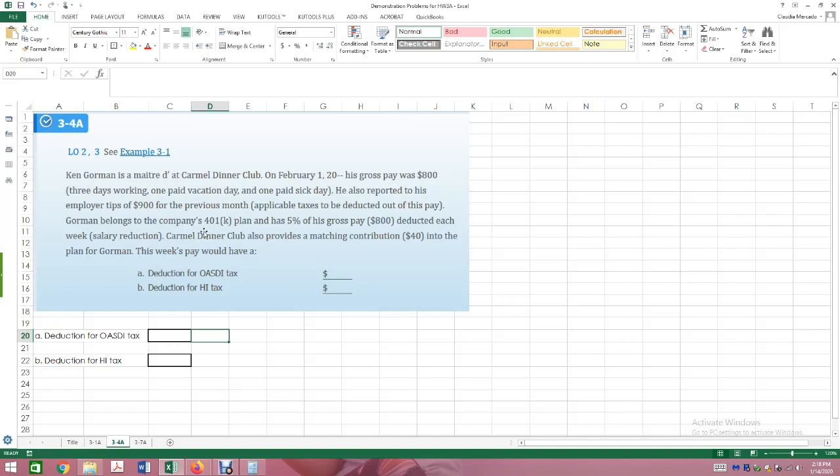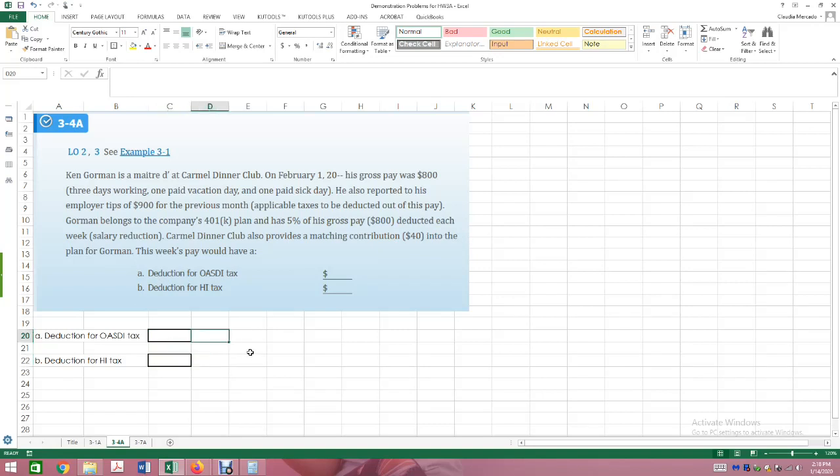Then they give you information about him contributing into the 401k and the diner putting in $40 of contribution. That does not impact your OASDI or HI tax at all, okay? That's just irrelevant information that's given here.